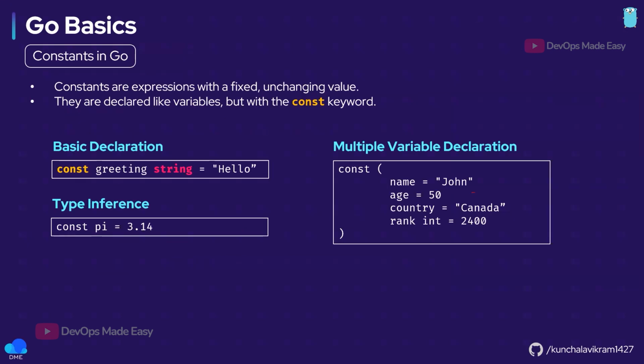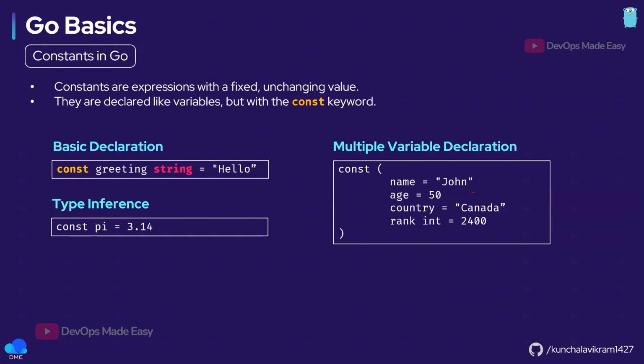You also have constants in Go. So what is a constant? We know a variable is an identifier that can change its value. Anyone can change it. They can increase it, make it 0, they can do anything. But constants in Go are not like that. Those are expressions with a fixed value.